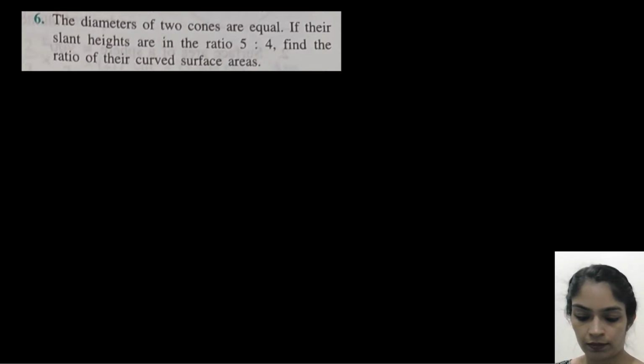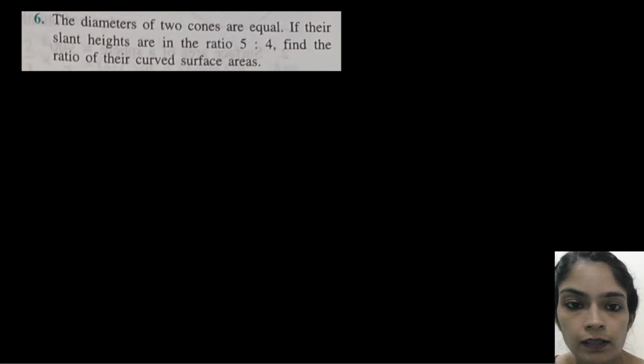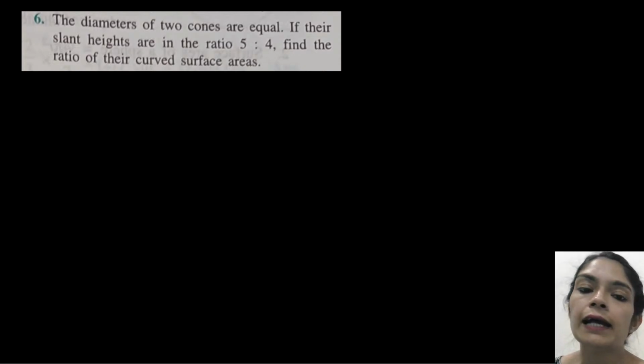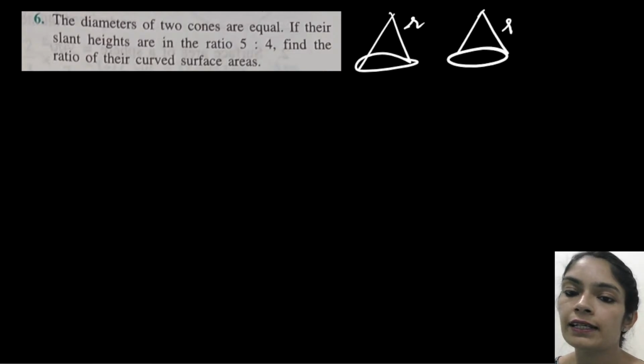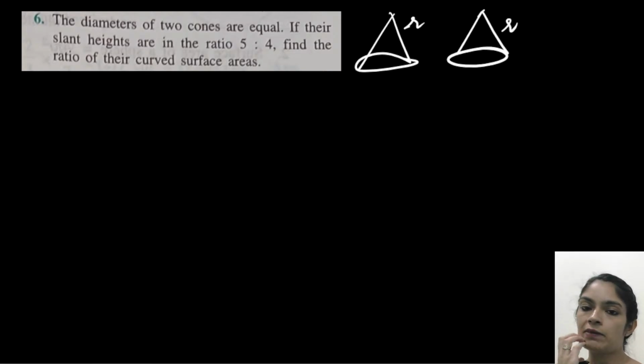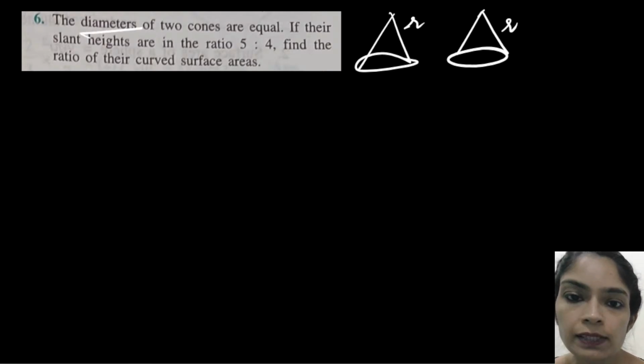So the diameters of two cones are equal. Again, two cones are there, cones are like this. If their diameters are equal, that means their radii are equal, because radius can be found by dividing diameter by 2. If diameter is equal, that means radius is also equal. So radius of first cone is r, radius of second cone is also r.